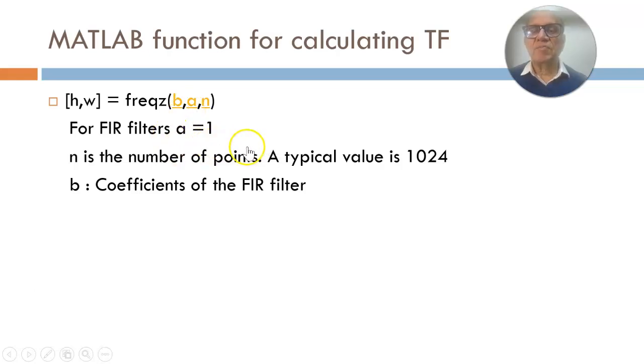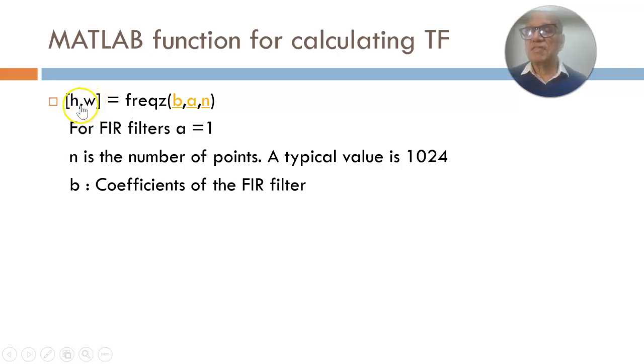And n is the number of points over which the calculations are done. A typical value is 1024 because it's an integer power of 2. You could use some other integer power of 2. B, as I said, is the coefficients of the FIR filter. Okay, so these are the inputs to the frequency Z function. What are the outputs? You get the complex transfer function which is returned in H and the angular frequency which is returned in W.